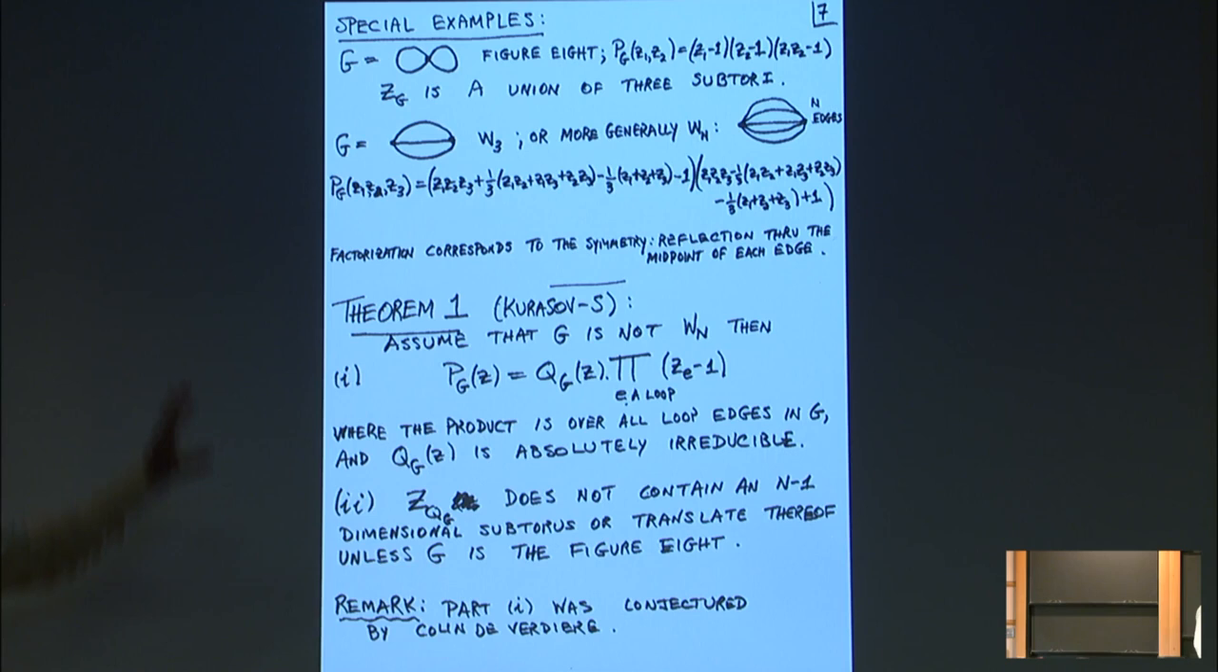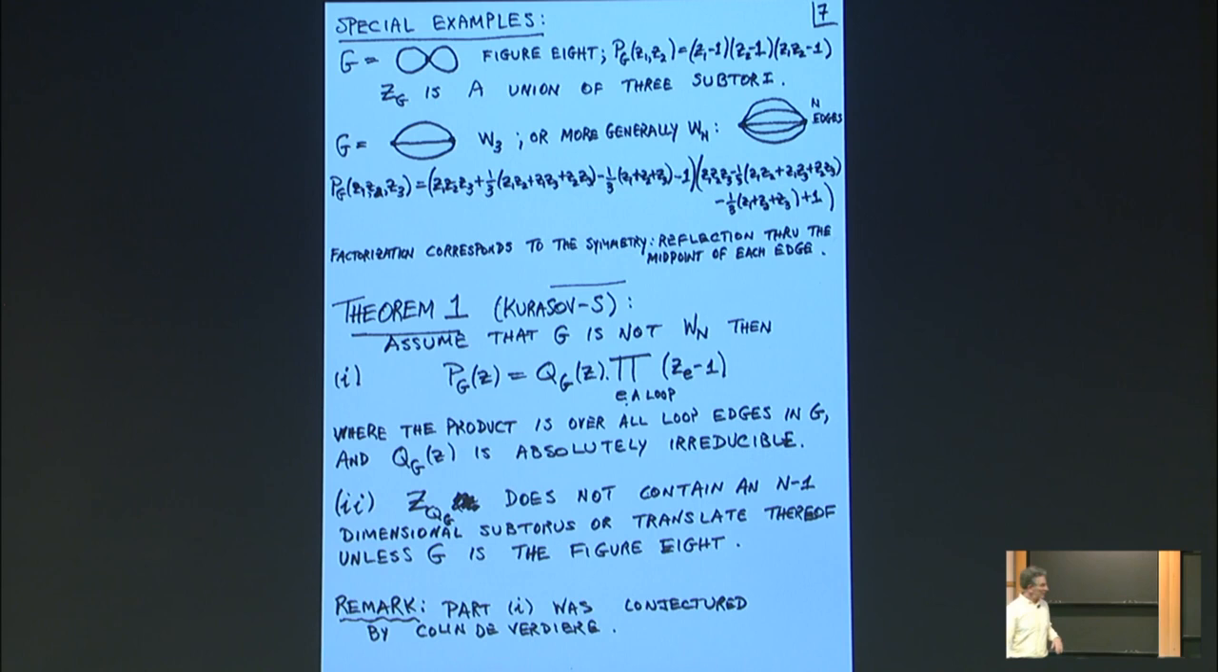There's a symmetry that you can explain why it factors. And in fact, these are the only guys for which this polynomial of G is not irreducible, and that's kind of critical to understand everything from here on out. So the first theorem we tried to understand is the irreducibility of this polynomial, which we do. As I say, this was a conjecture of Colin de Verdière. I'll say a word about the proof in a moment.